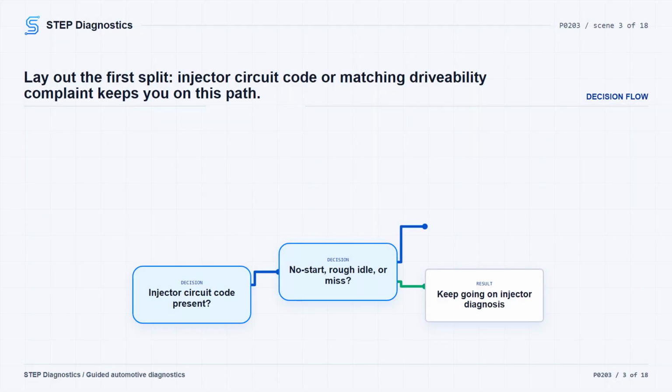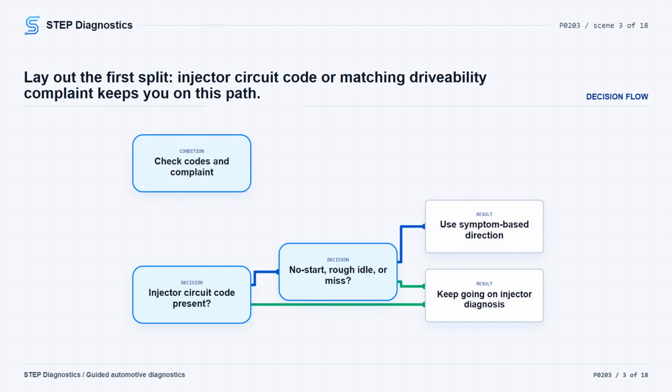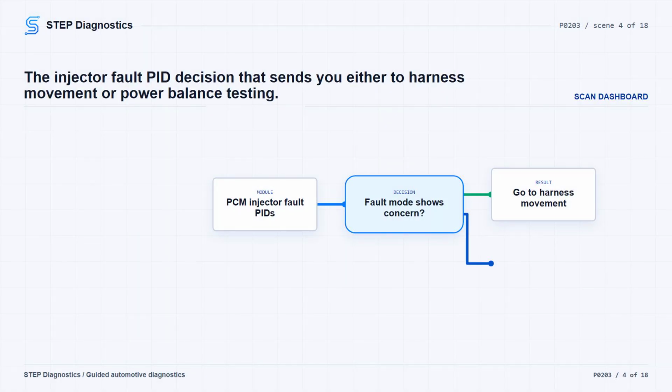Start with the basic system checks. If other codes are present, check what they mean first. But for this episode, we're staying on the P0203 injector circuit path. If a direct fuel injection injector circuit code is present, continue into the injector diagnosis. If there is no injector circuit code but the complaint is no start, rough idle, or a miss, this path still applies. For other complaints without the injector circuit code, use the symptom direction instead.